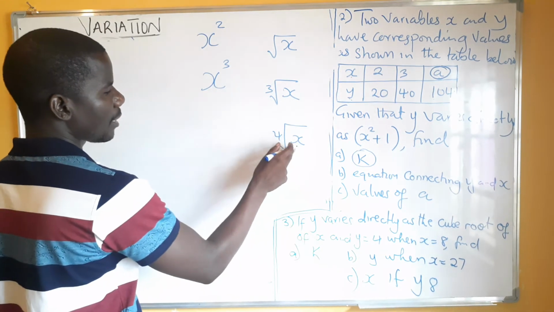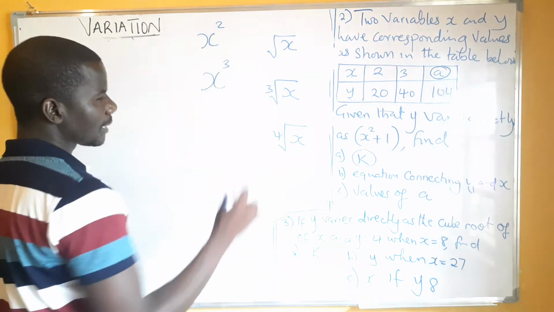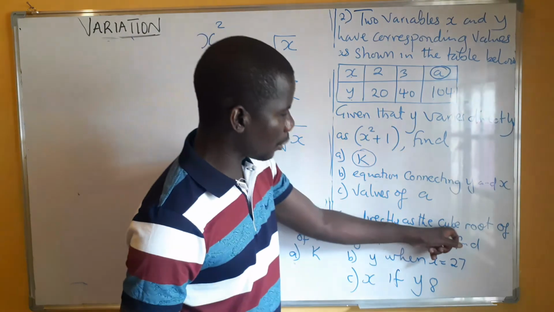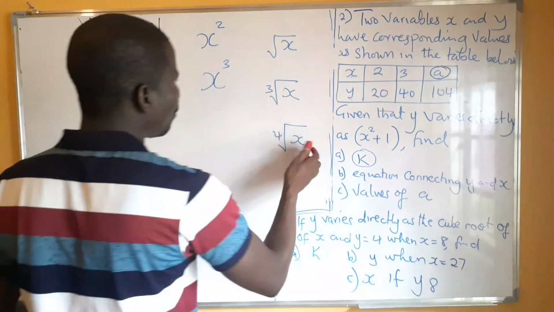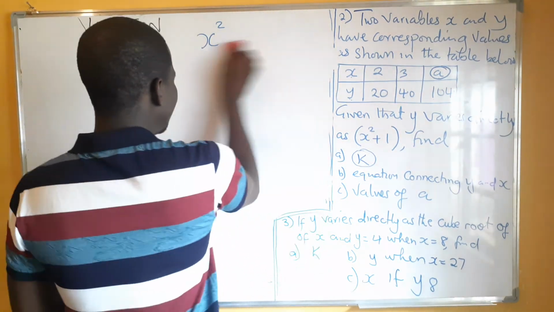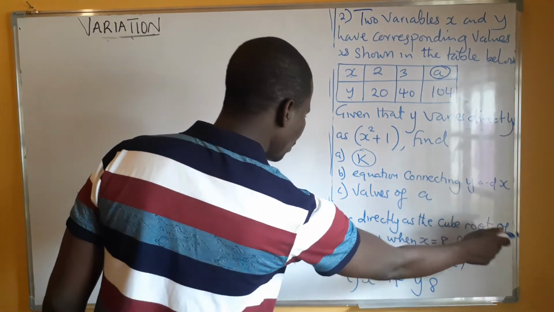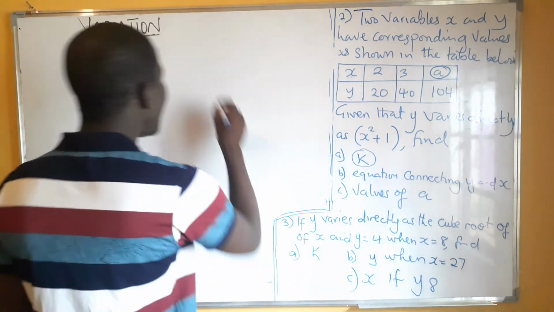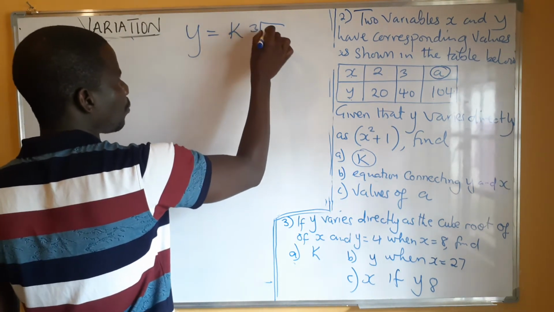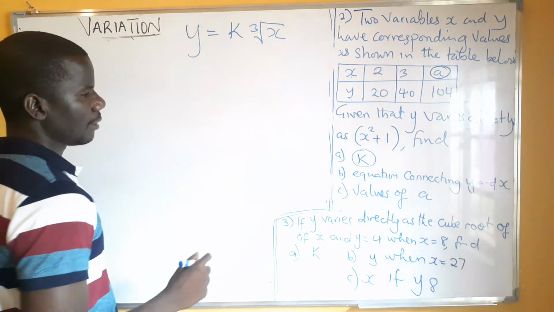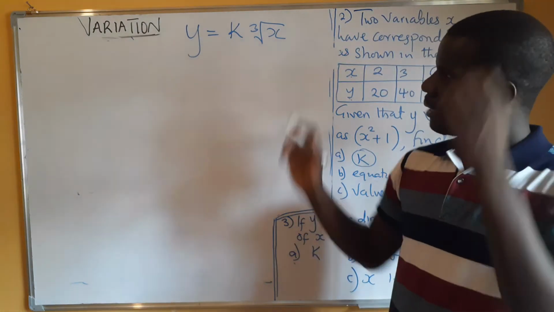Fourth root, this one. Okay? We need to understand this, like in this case, we're talking about the cube root. Cube root, square, cube, square root, all those things you need to understand them. So here we are told that y varies directly as the cube root of x. This is the equation that we're going to work with.